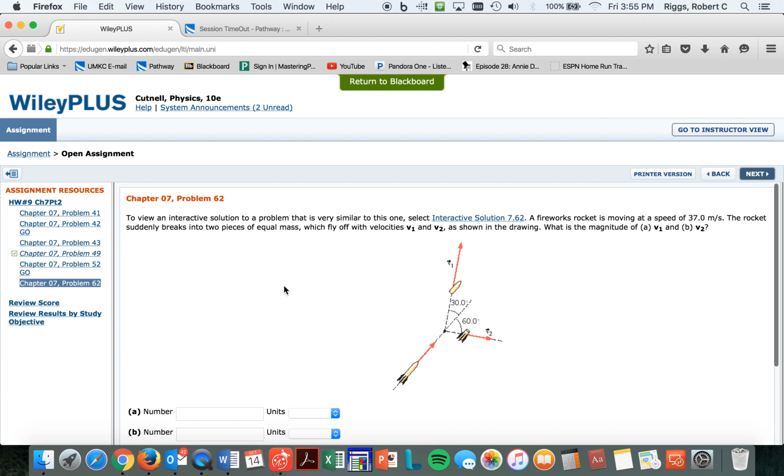Now, here again, on problem 49, you're going to find the velocity of their center of mass, which is just the momentum before divided by the total mass, and then you find that velocity for the momentum after, and that's the velocity of the center of mass.